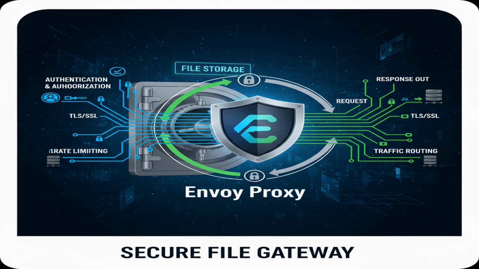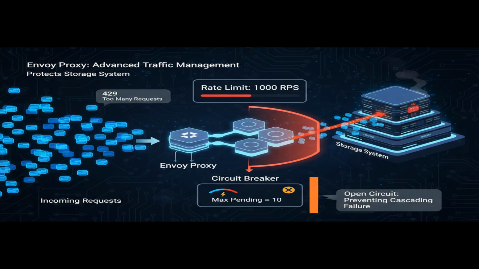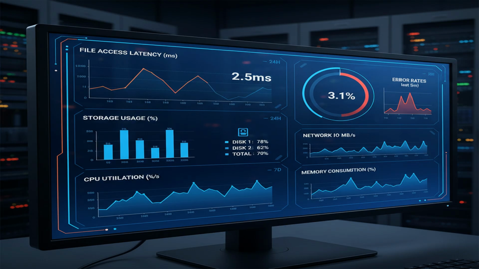To manage file access and ensure security, we can implement an Envoy proxy as a gateway. Envoy handles authentication, authorization, and traffic routing efficiently, adding a crucial security layer. Envoy's advanced features like rate limiting and circuit breaking help protect our storage system from overload and cascading failures. These are essential for maintaining stability and responsiveness.